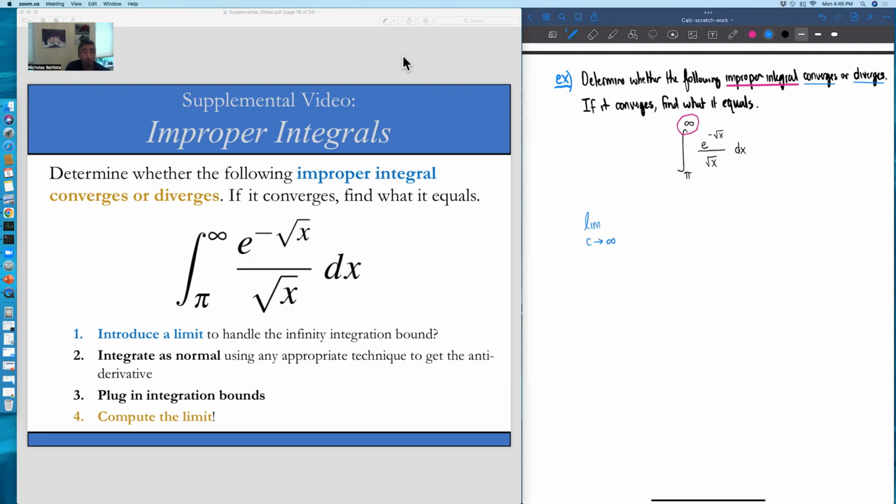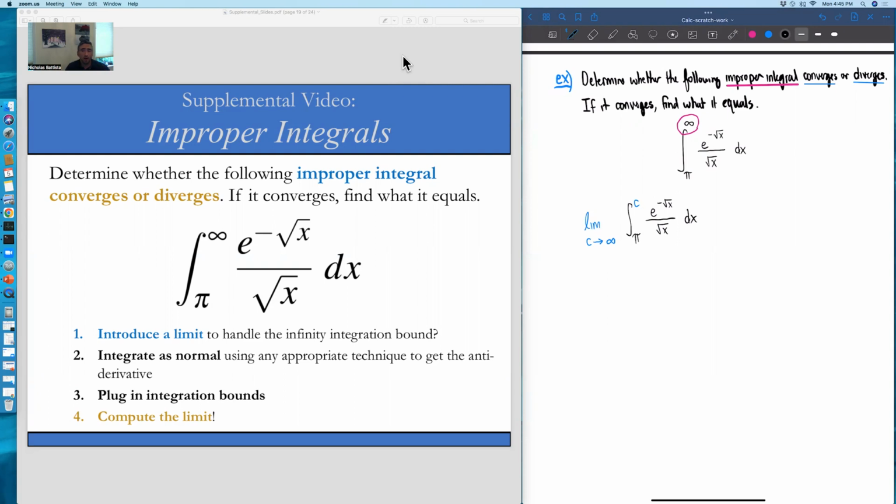So the first step for these problems is introducing a limit to help us take care of an infinity integration bound like in this case, or if the integral is singular where we get a divide by 0, then we would introduce the limit as well. Nevertheless, the first step is introduce a limit. Once we've introduced that limit, then we proceed with the integration as normal.